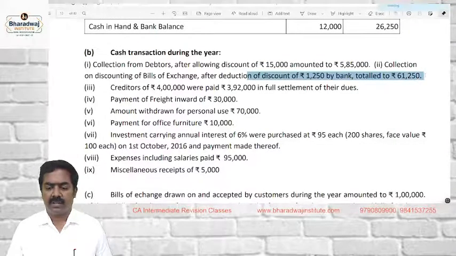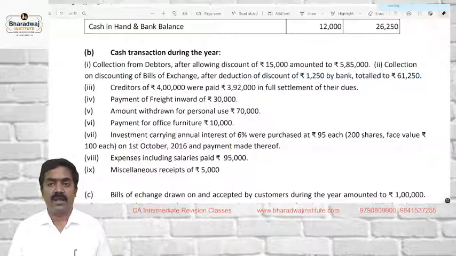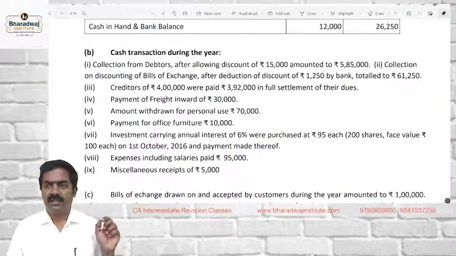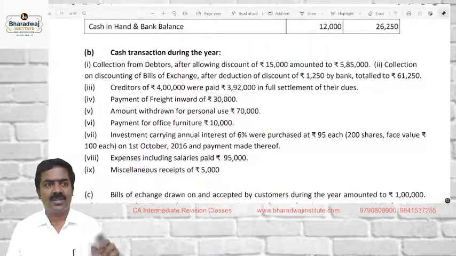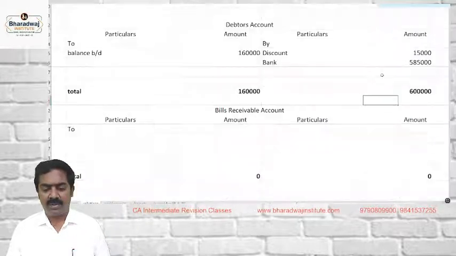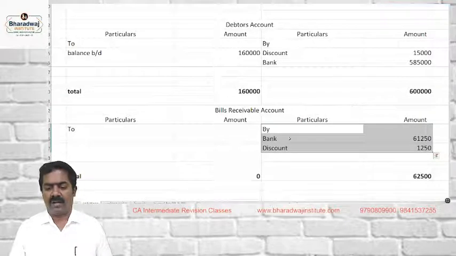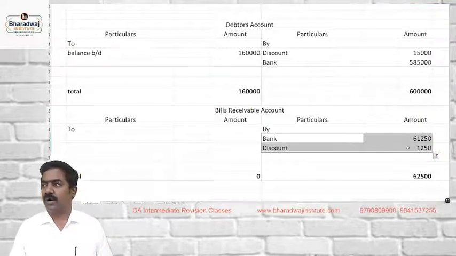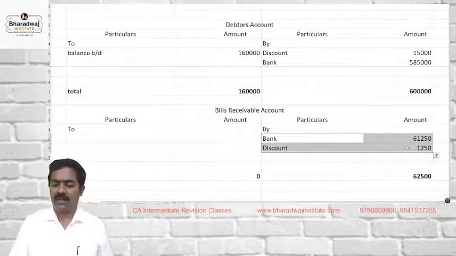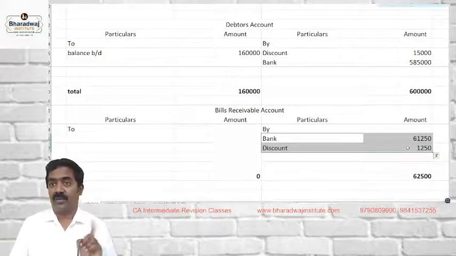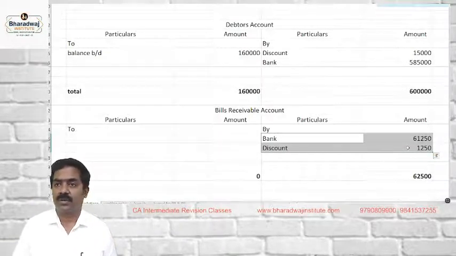Discounting of bills. What is the journal entry? Bank account debtor, discount account debtor, to bills receivable account. Okay, this will not affect your debtors account. This will affect only which account?